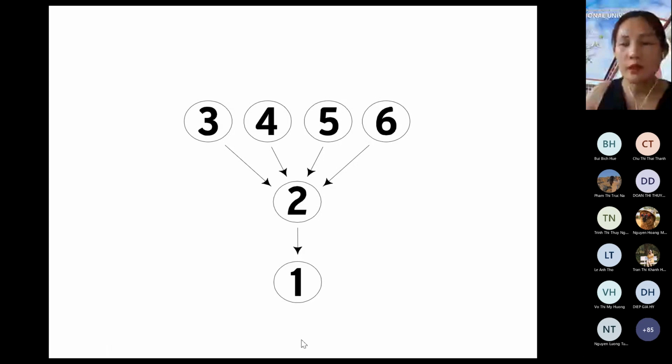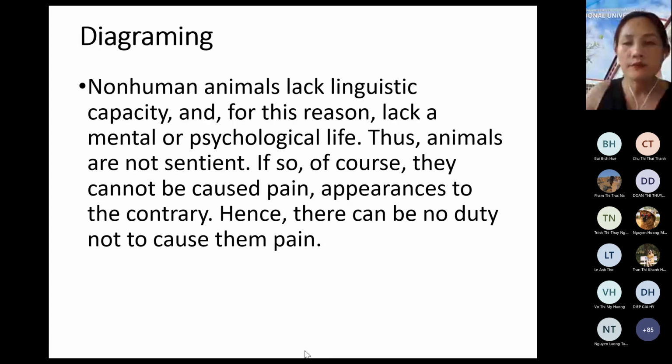Now I will give the bonus for the first 5 correct answers when solving this question. The first one is from Trúc Quỳnh. Second, Bích Huệ, Xuân Lan, Hồng Nhung, and Thu Anh. Oh, My Wing, next time faster.